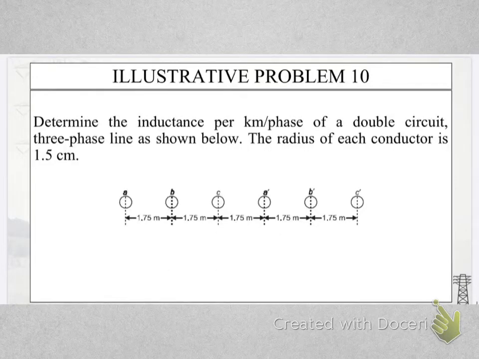Hi there. So this is now the solution for illustrative problem 10. Determine the inductance per kilometer per phase of this double circuit three-phase line. And the radius is also given. The distance between two conductors are also given.